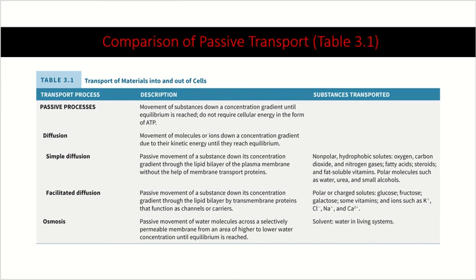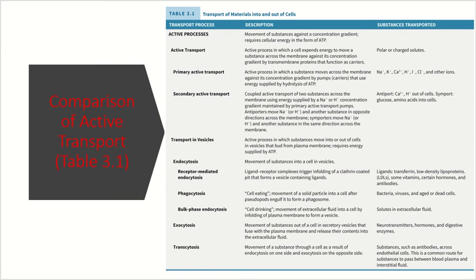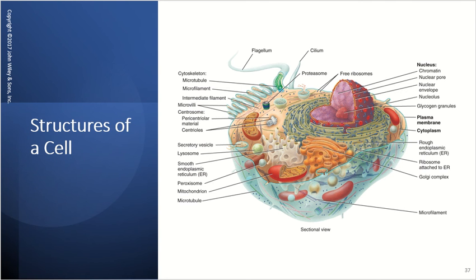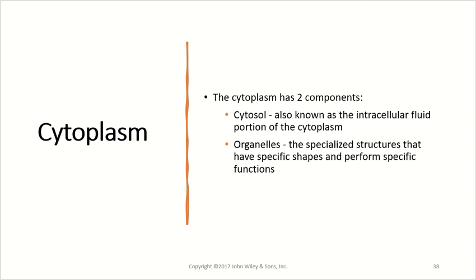So here we have a very handy table of the different types of transports. First we have our passive transport, and then our active type transports, all laid out really nicely here for studying convenience. So now we're going to move on and talk about the various structures that are associated with the cell. So for starters, we have the cytoplasm, and this is going to have two components. All right, it's got the cytosol and the organelles.